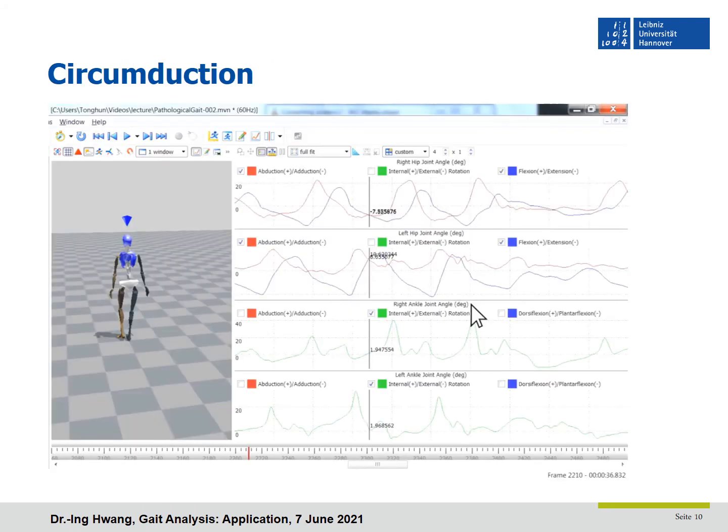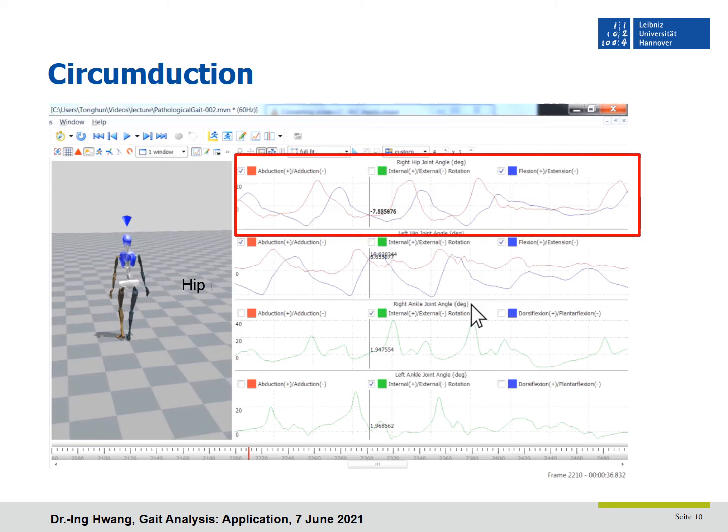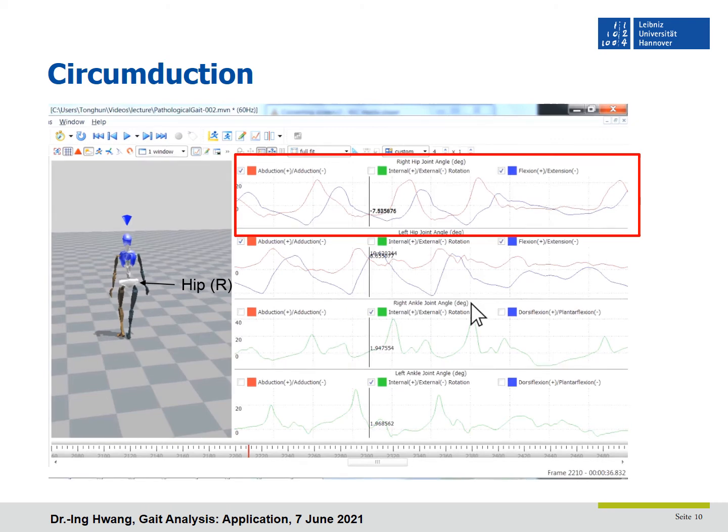For the circumduction, we will focus on the graph of the hip joint, which is in the red box. Circumduction is the combination of abduction, adduction, and flexion extension. So we will check two lines, red and blue. We can see the circumduction, we can see the outward swing leg, and increasing toe out angle.